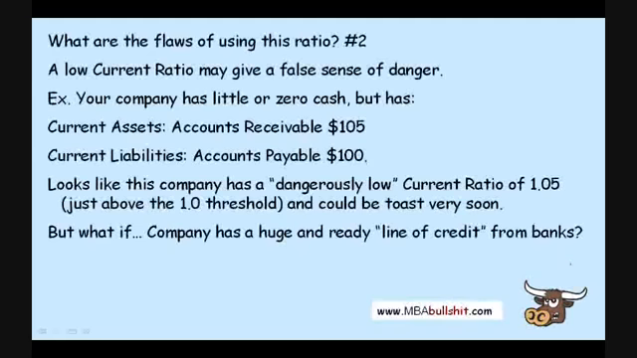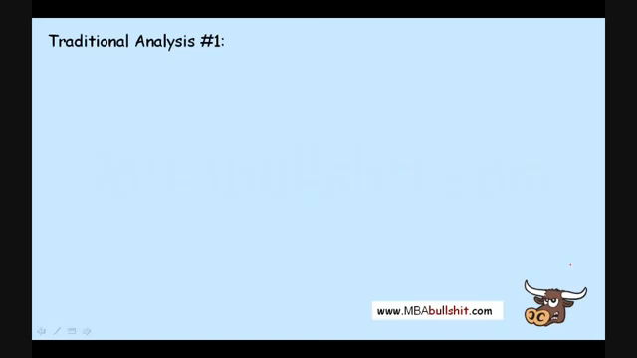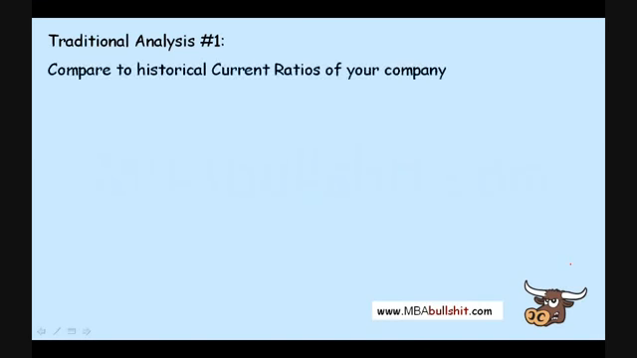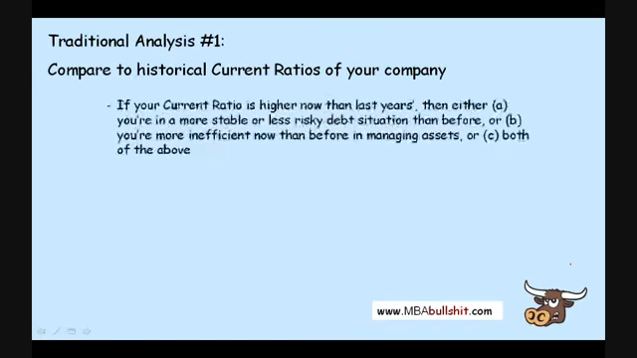Now, how do we analyze this ratio? Well, in finance, the two traditional ways of using financial ratios are what we call time series analysis or historical analysis, and comparison to the industry. So the first one is to compare your current ratio now to the historical current ratios of your company.